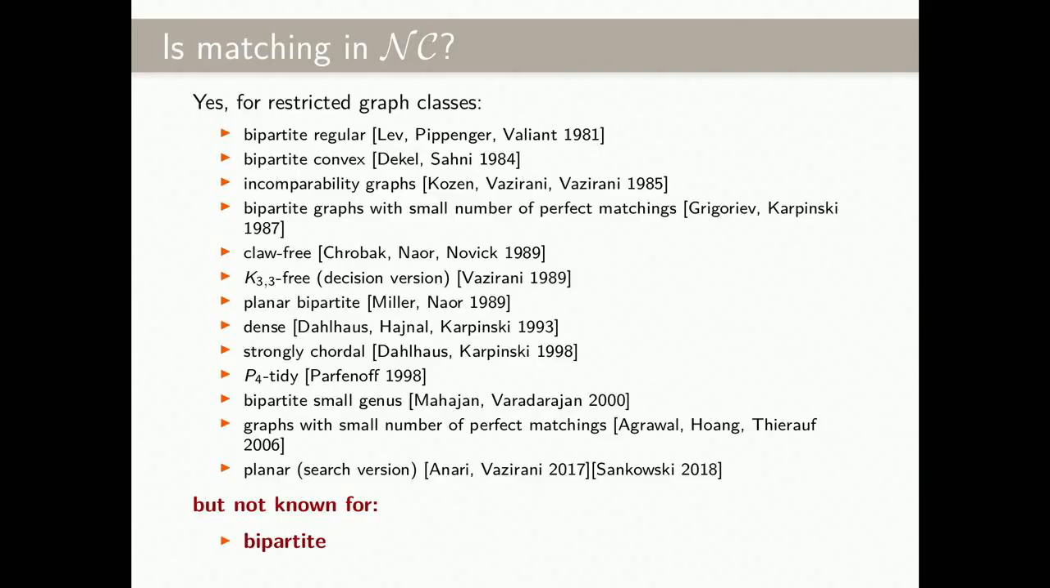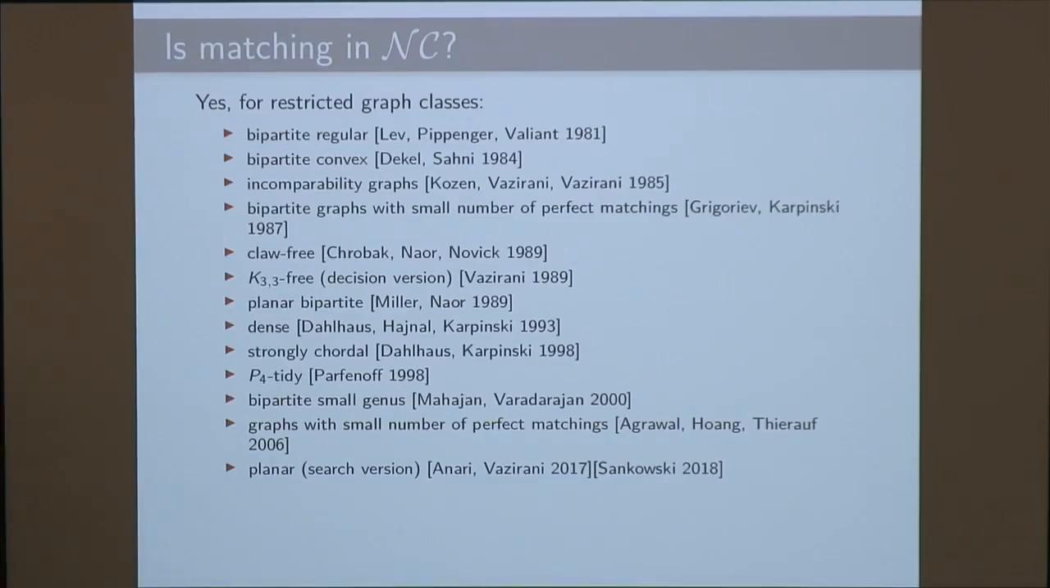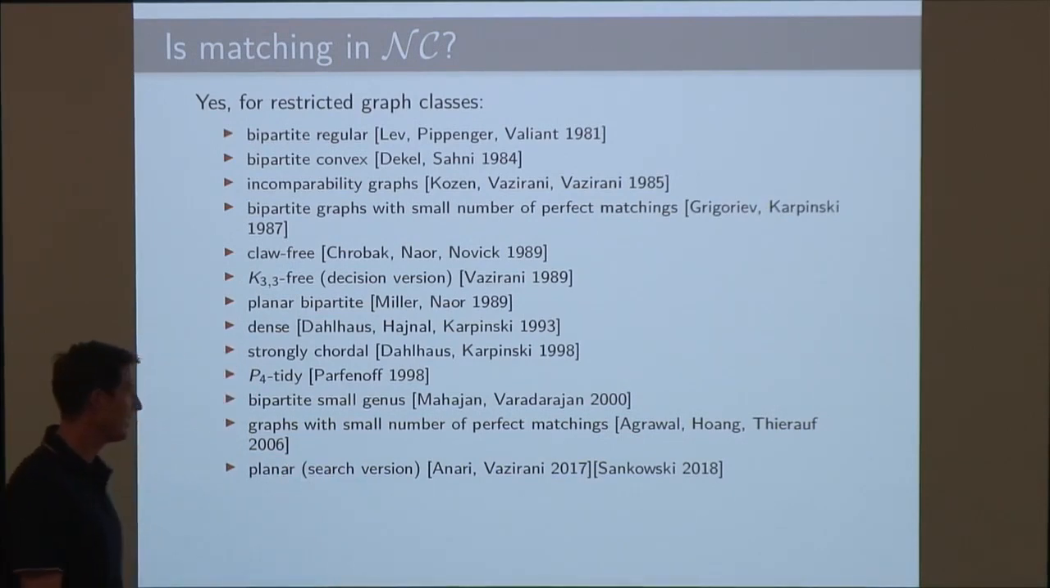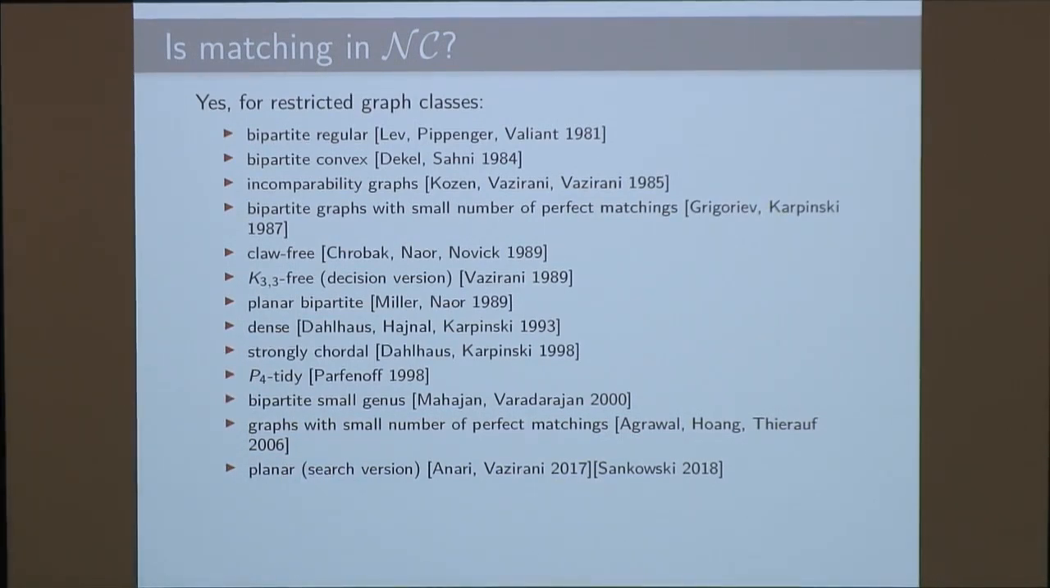Is matching in NC? We don't know. But we know it for many special graph classes. In particular, there is a very nice result by Anna and Vatsen, which VJ talked about, for planar graphs, and then a later result by Sankowski showed that for planar graphs we can do the search version. That's a pretty special graph family because you can count in polytime.